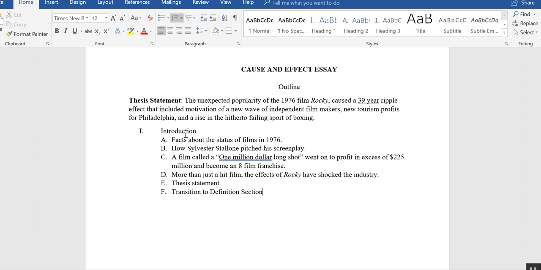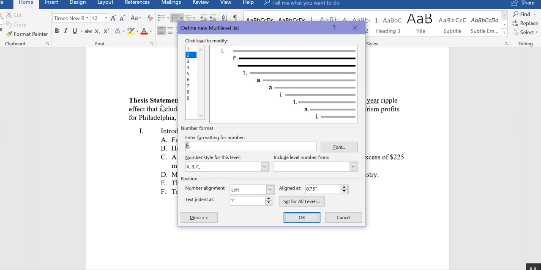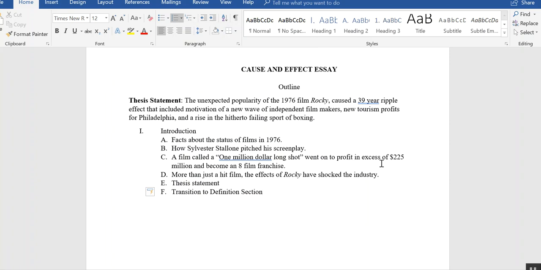I wrote my thesis statement. I typed in Roman numeral 1 introduction, and then I came up and clicked define a new multi-level list, and I did 1 Roman numeral, 2 capital letters, 3 numbers, and 4 lowercase letters. I clicked OK. Now I have my outline ready to go. And I'm just going from this completion of the introduction over to start a new section. I'm going to click enter, enter, and that takes me to a new section.